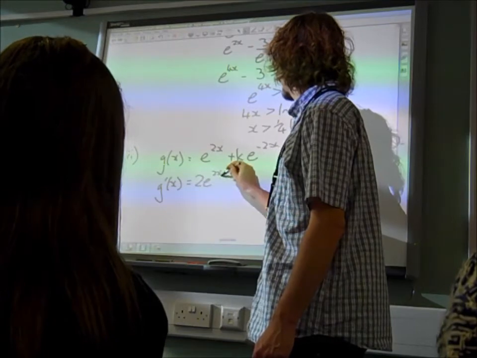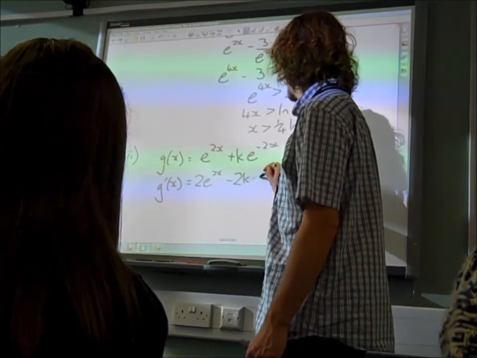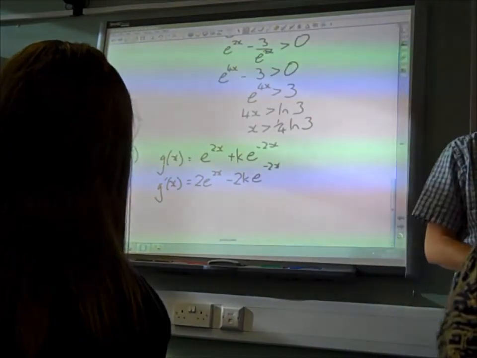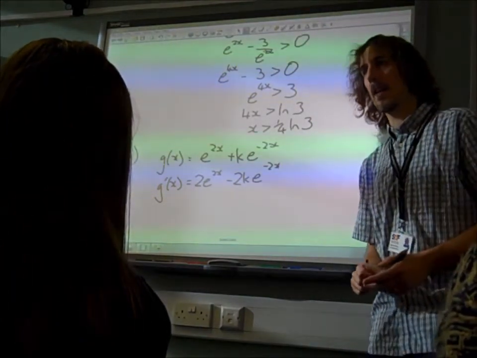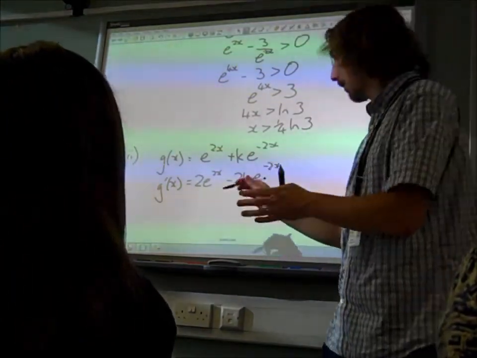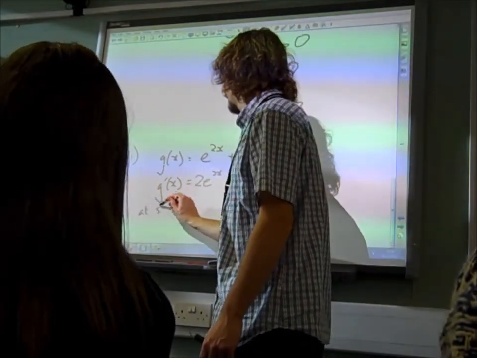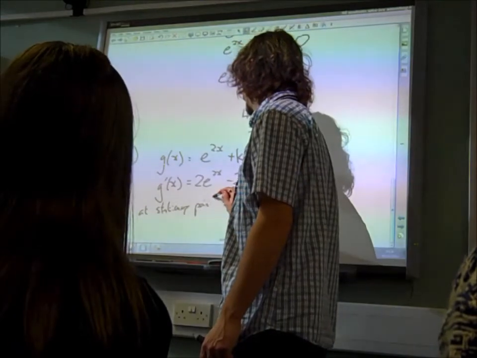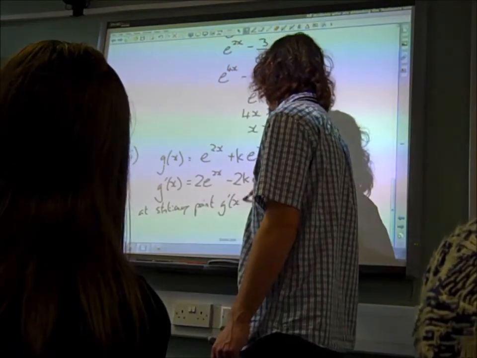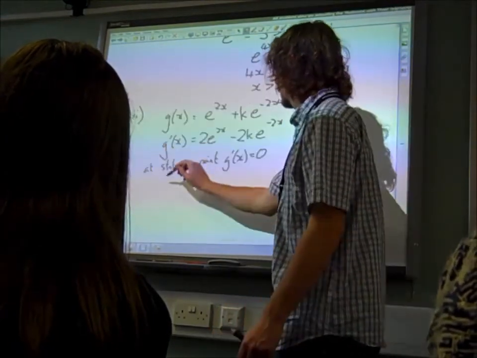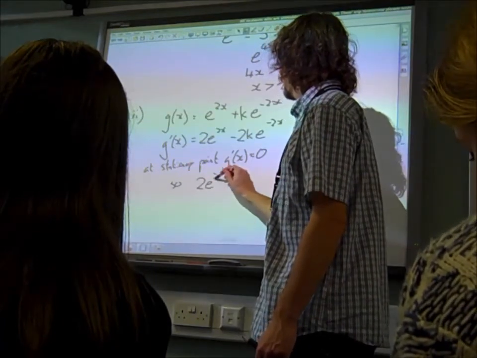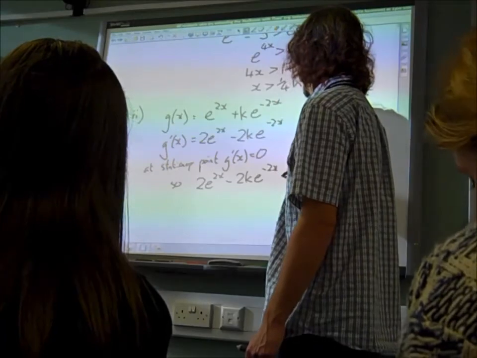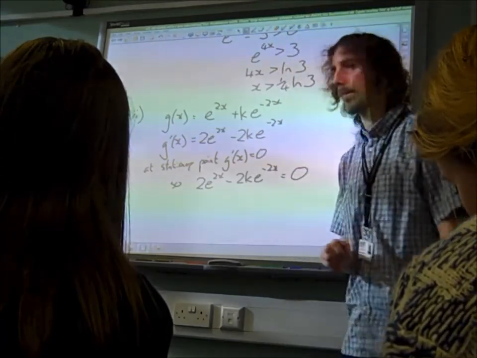2e to the 2x. This would be minus 2k, e to the minus 2x. And we would like to know when this is equal to 0, because that's where our stationary point is. At the stationary point, g dash x equals 0. So 2e to the 2x minus 2k e to the minus 2x is equal to 0.